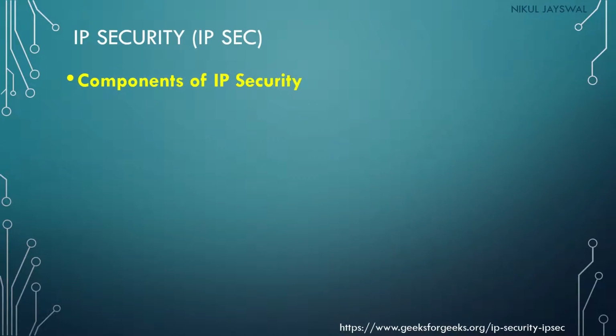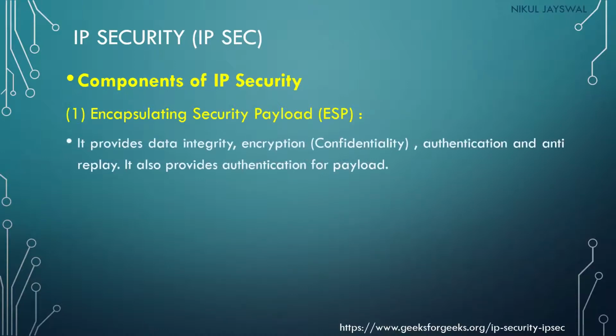Then, components of IP security. Basically there are three components of IP security. First is the encapsulating security payload. It will provide data integrity, encryption, also called confidentiality, authentication, and anti-replay. So the ESP component of IPsec provides integrity, confidentiality, and authentication, and it also provides the anti-replay method. So a replay attack cannot be performed if we use the IPsec ESP component. It also provides authentication for payloads.